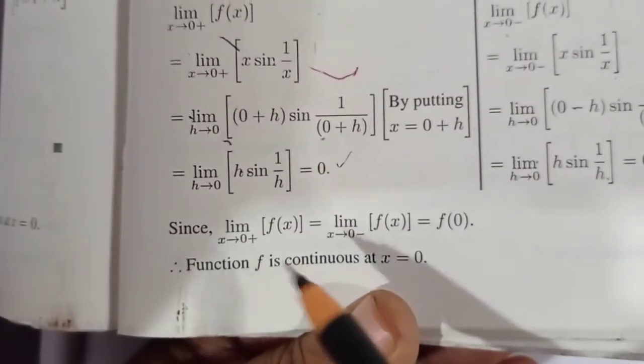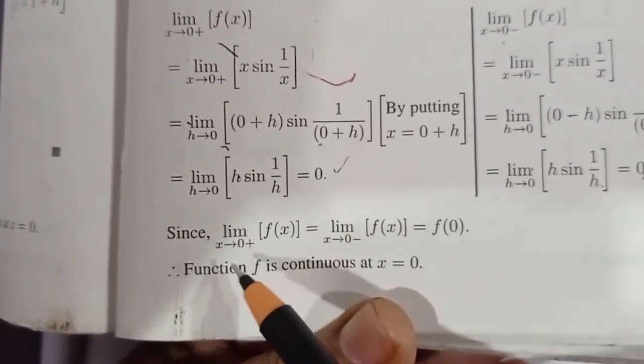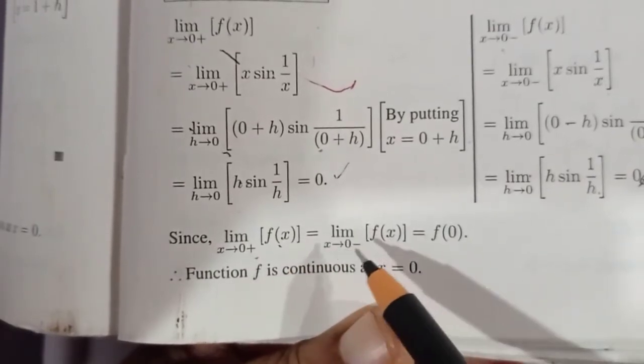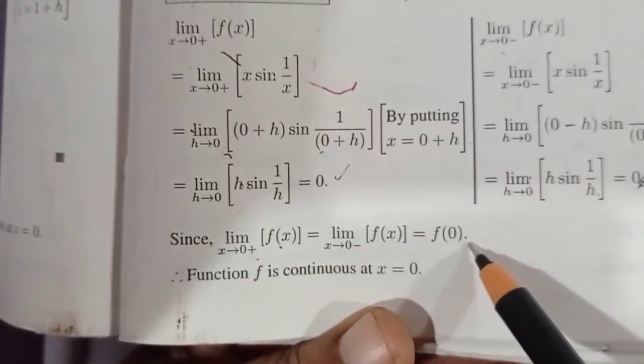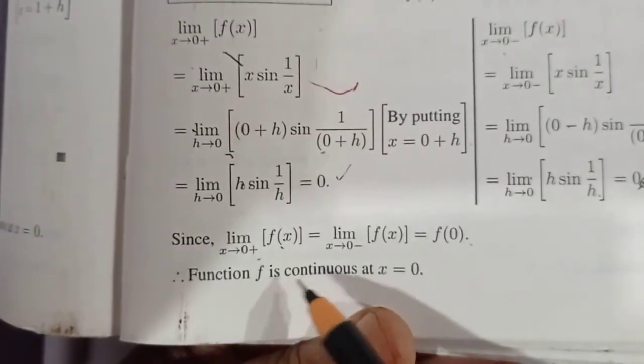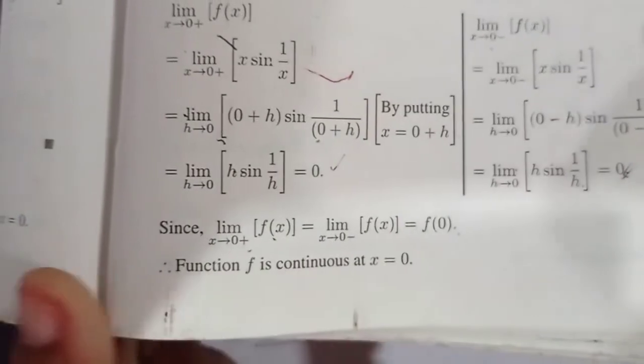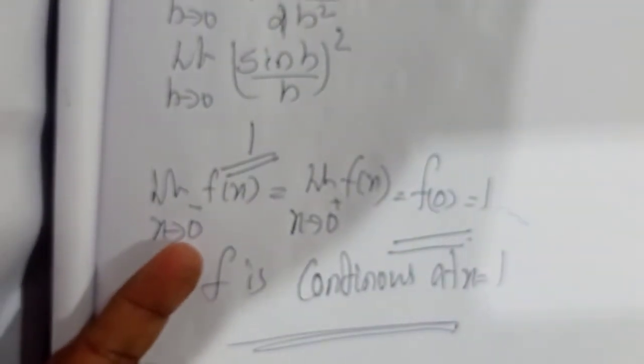Then write the last sentence. Limit x tends to 0 plus f(x) equal to limit x tends to 0 minus f(x) equal to f of 0. Therefore, the function f is continuous at x equal to 0. You can do any problems in the same method. Understand?